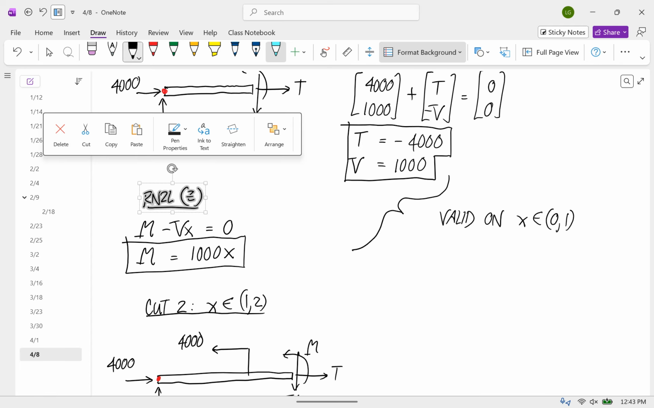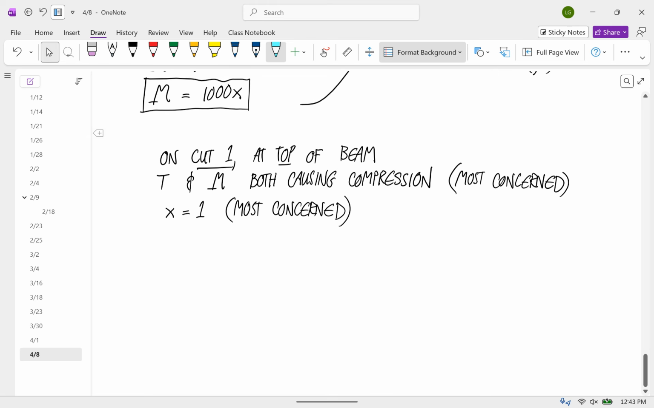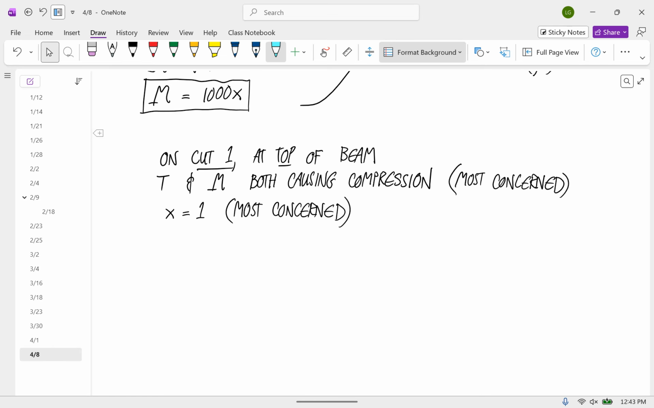So okay. All I can say based on this is if the worst stress happens on cut 1, it's going to happen at the top of the beam and at X equals 1, or as you approach X equals 1. So now we have a place where we want to do these calculations. Let's calculate that stress. Okay.